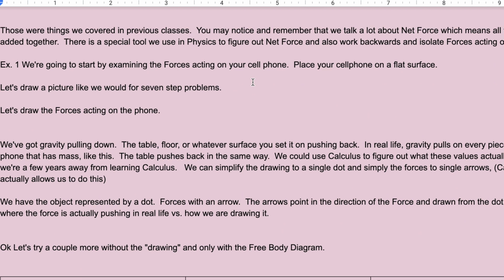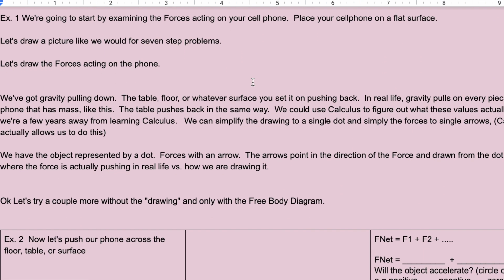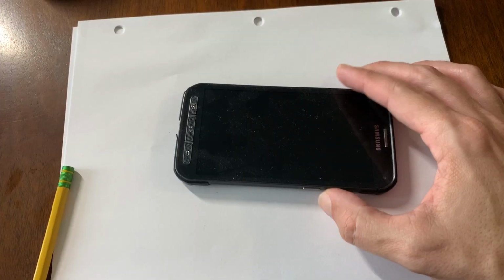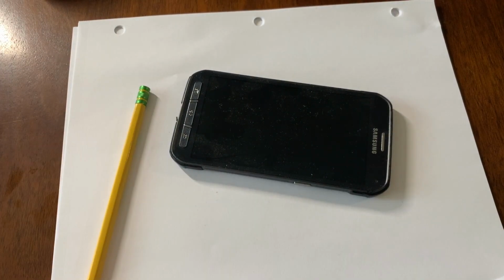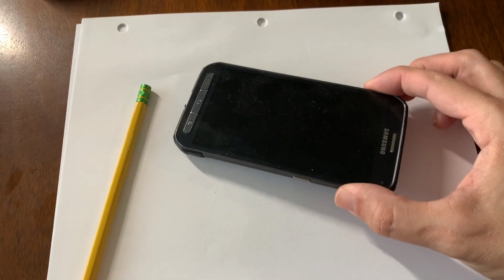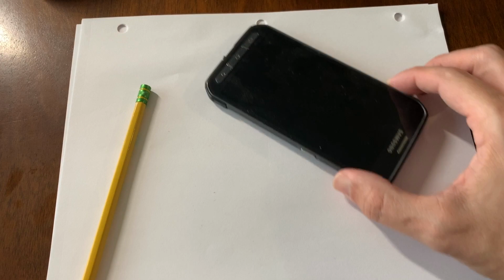So we're going to start with this example. We're going to start by looking at the forces acting on your cell phone. You could use your cell phone, you could use your pencil, but we're going to just set the phone on the table. You may be watching this on your phone, so you may want to switch to your pencil, but I'm going to be writing with my pencil, so I'm going to use my phone.